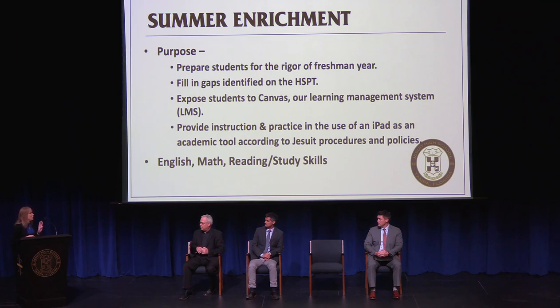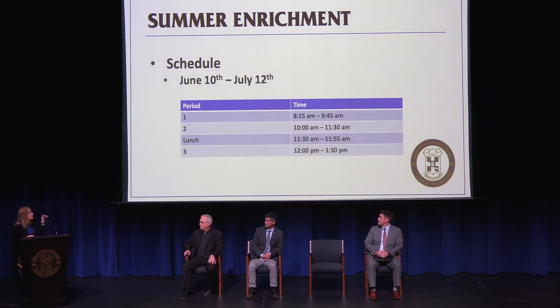All right, we offer 3 separate classes in summer enrichment. Your son may be in one, he may be in all 3. That's English, math, and then reading. They go over the summer reading books and their study skills in that as well. Just a little bit about the schedule. It starts on June 10th, ends July 12th, so it's 5 weeks.